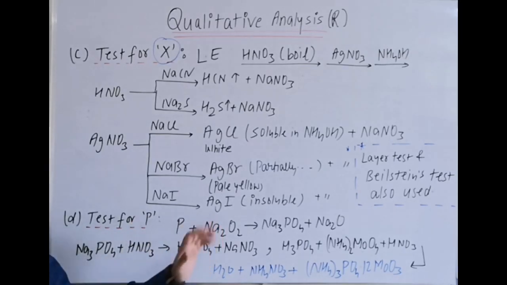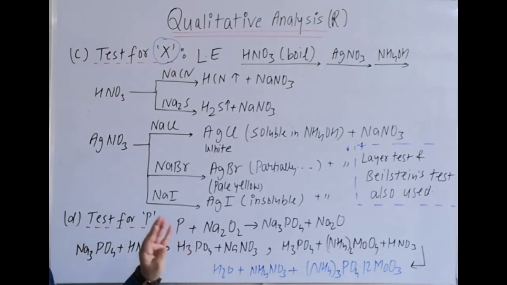So this is a test for phosphorus, in which we are taking an organic compound which contains phosphorus and heating it with an oxidizing agent. We are not preparing its Lassaigne extract. Okay, the Lassaigne extract we have prepared for testing nitrogen, for testing sulfur, for testing halogens. Okay.